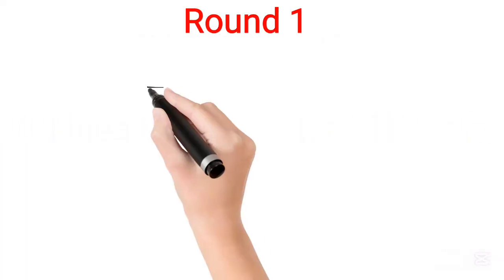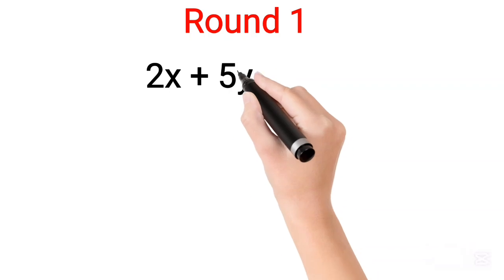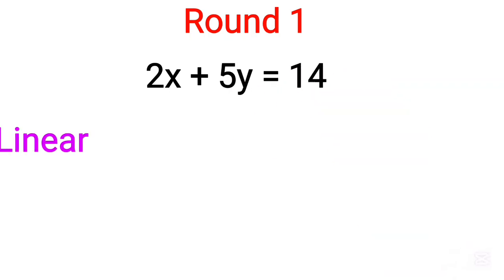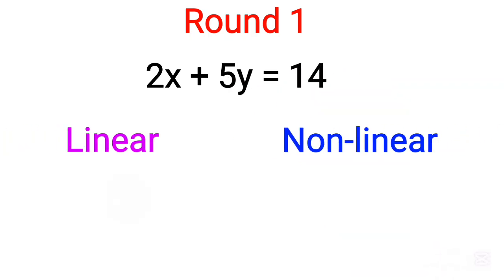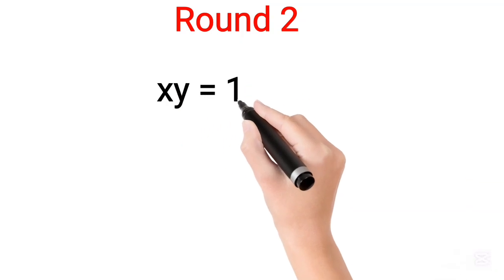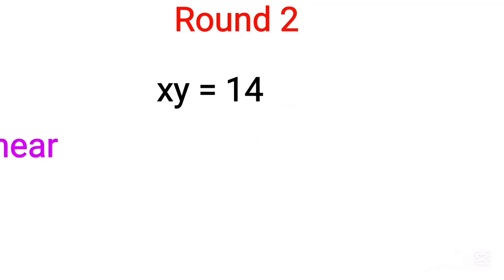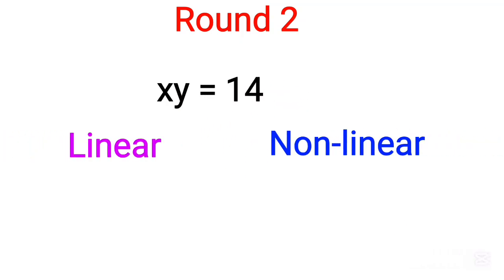Round 1. 2x plus 5y equals 14. Linear or nonlinear? Pause. This one is linear. Each variable has power 1. No multiplication between variables. Round 2. xy equals 14. Looks simple. Linear or nonlinear? Pause. Nonlinear. The moment variables multiply each other, it's no longer linear.